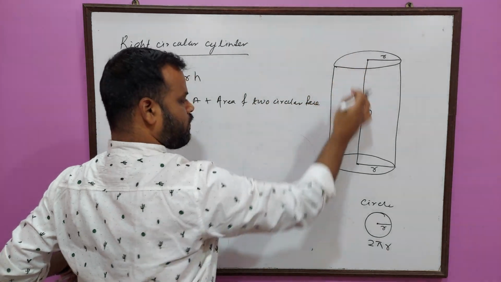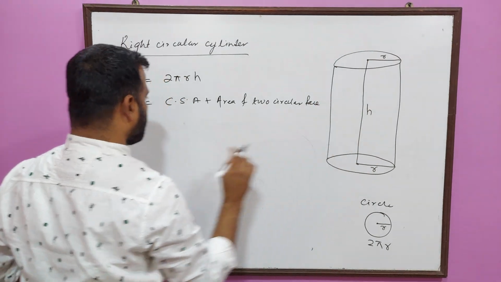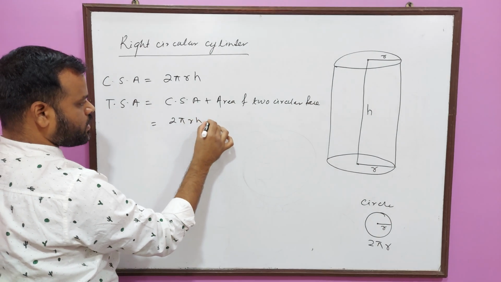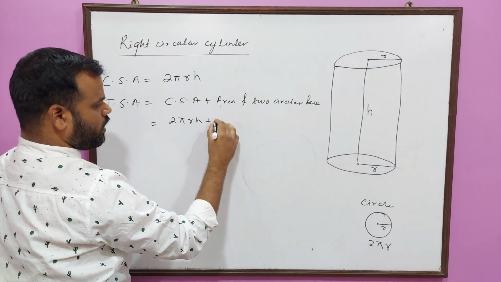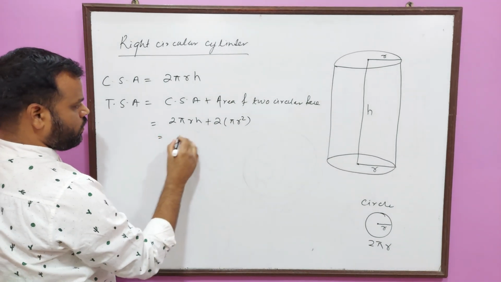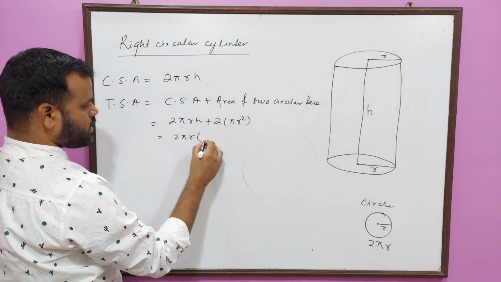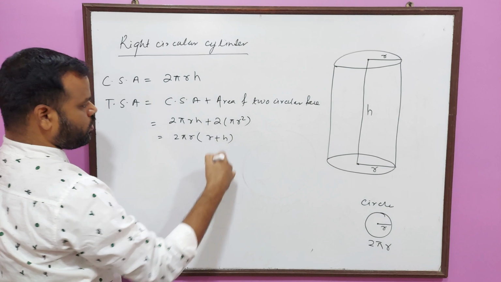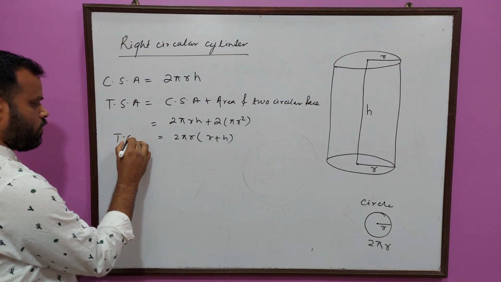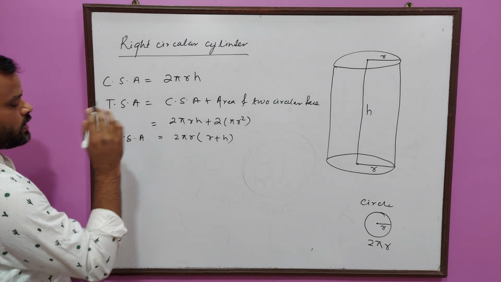The bottom circular face, the top circular face. So CSA is 2 pi rh plus area of 2 circular faces. So 2 circles are there, 2 pi r square. When you take it out, 2 pi r is common, so we get 2 pi r into r plus h. So it is the TSA of right circular cylinder.